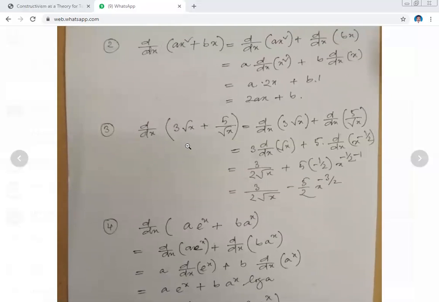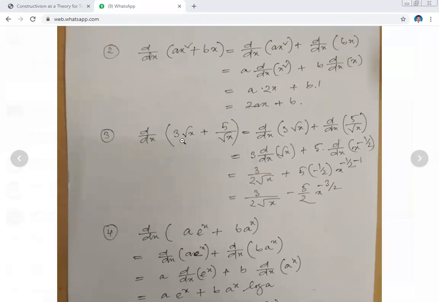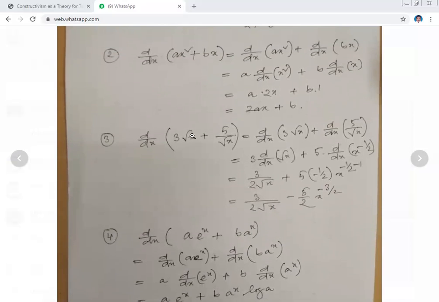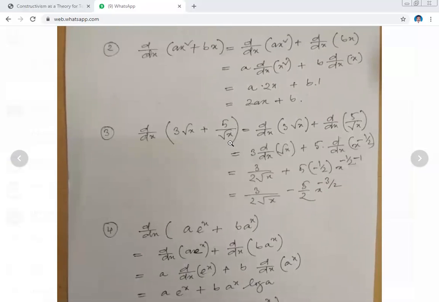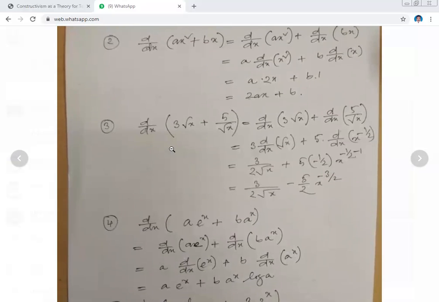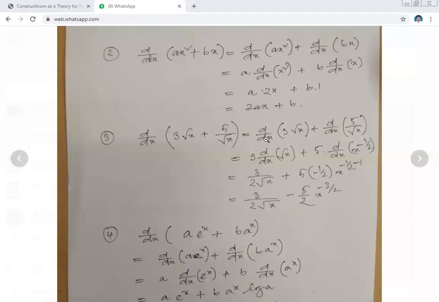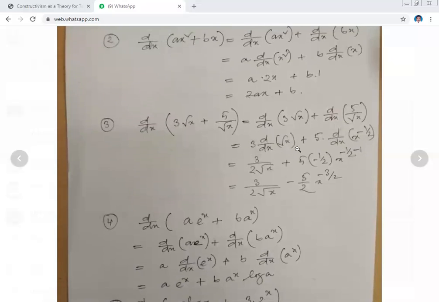And in the third one, in a similar way, d/dx of 3 root x plus 5 by root x. It is the same property, the sum of two functions. First one is 3 root x, second one is 5 by root x. So the same property you have to apply: derivative of the first plus derivative of the second. So d/dx of 3 root x plus d/dx of 5 by root x.